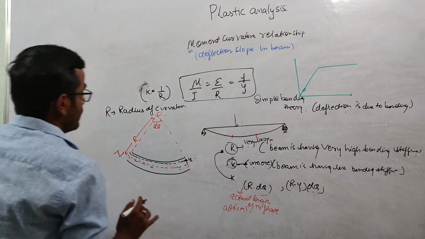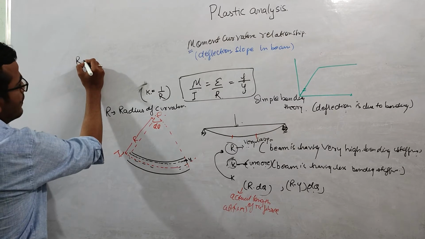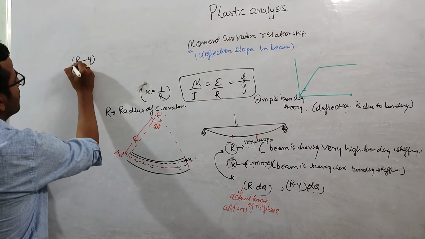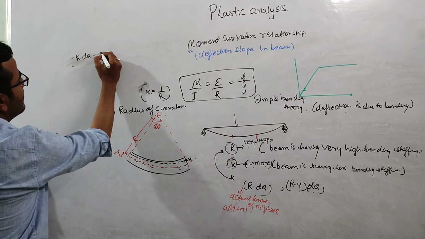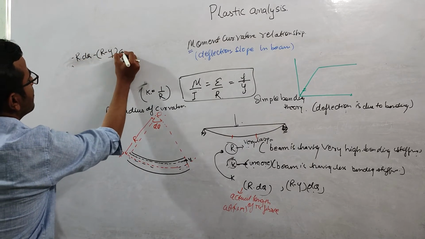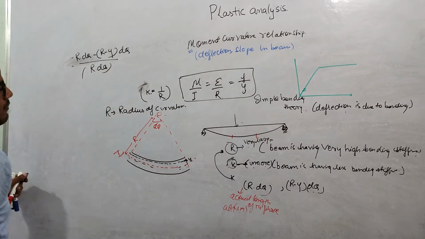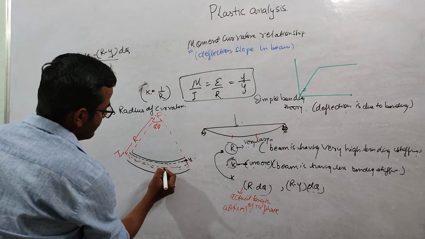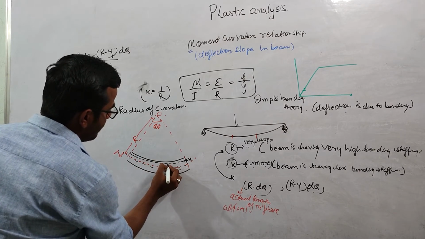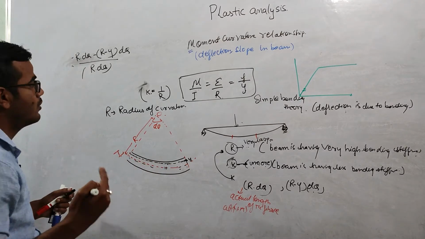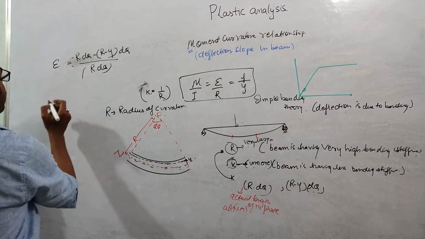So I can write the change in the length is r dθ minus (r minus y) dθ, over my actual length, which is r dθ. When this beam is not loaded, the length of this arc will be equal to the length of this arc when this beam is not loaded. So if you solve this, this is nothing but the strain.